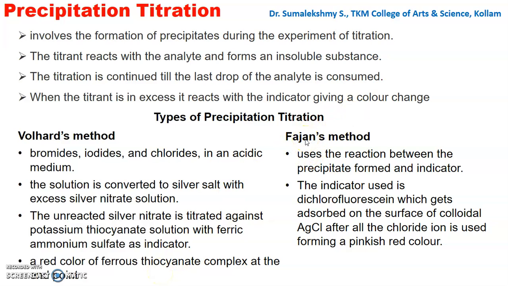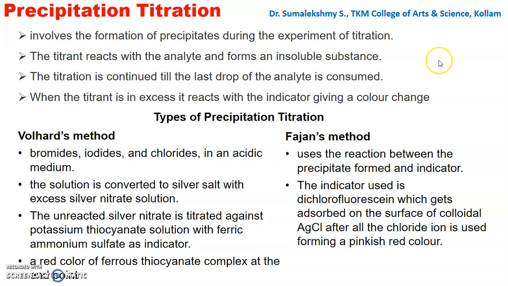The second method is Fajan's method. In Fajan's method, a precipitate is formed. For example, if we are detecting chlorine using silver nitrate, silver chloride precipitate will be formed, and the endpoint is determined by the reaction between the precipitate and indicator. For example, if you are using dichlorofluorescein as the indicator, once the precipitation reaction is completed, the indicator gets adsorbed on the precipitate and it will show a color change.